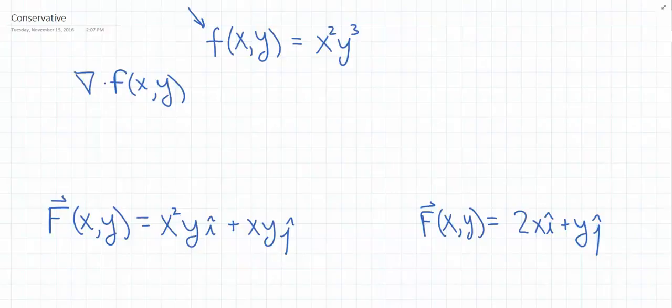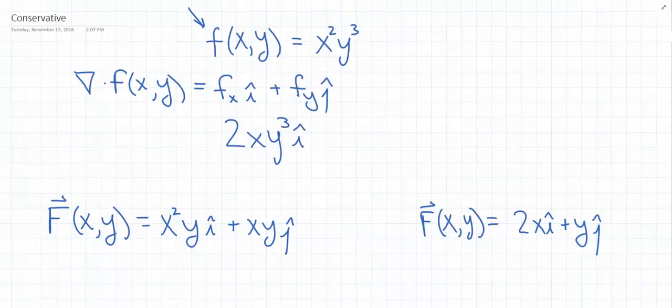Now remember how this goes. If we want to find the gradient, we're going to take the partial with respect to x, i, and the partial with respect to y, j. This would be the gradient. Now I want to do that here. So I'm going to take the gradient of this one, and I take the partial with respect to x. Okay, the partial with respect to x is going to be 2xy cubed i. And now the partial with respect to y is going to be 3x squared y squared j. Okay, there it goes. Now, this right here is a vector field.